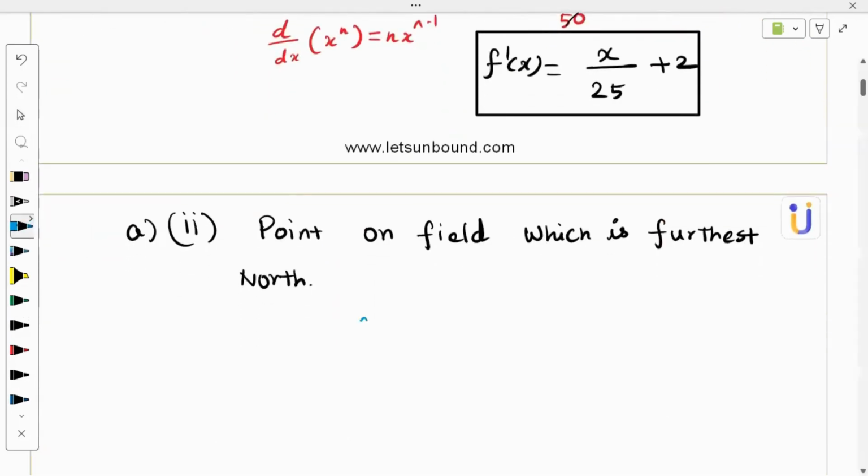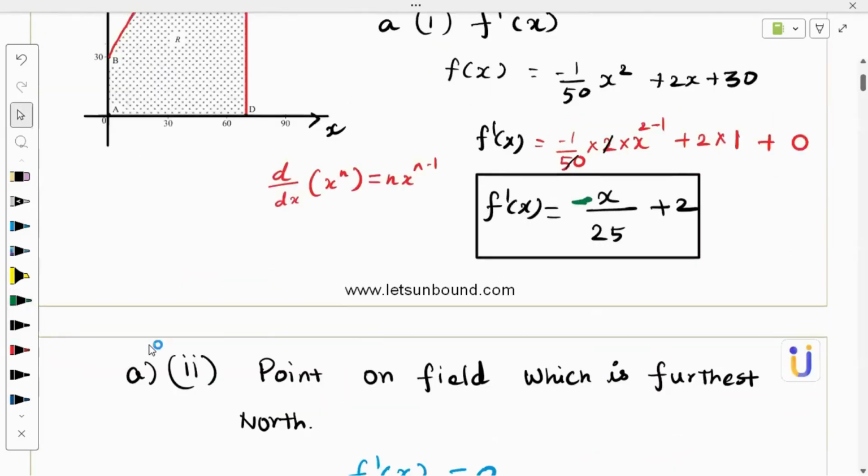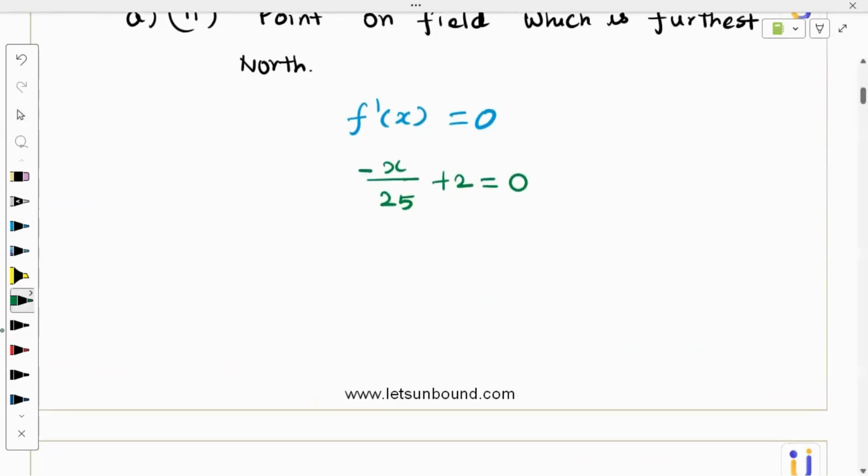How will you find maximum or minimum points? By equating f dash of x to 0. Let's do it: minus x by 25 plus 2 equals 0. I missed the minus over here. So minus x by 25 equals minus 2, and this will give you x is positive 50. So x is 50.